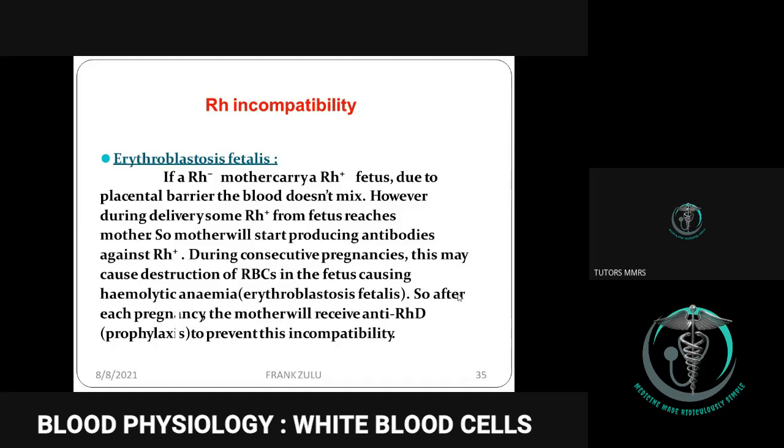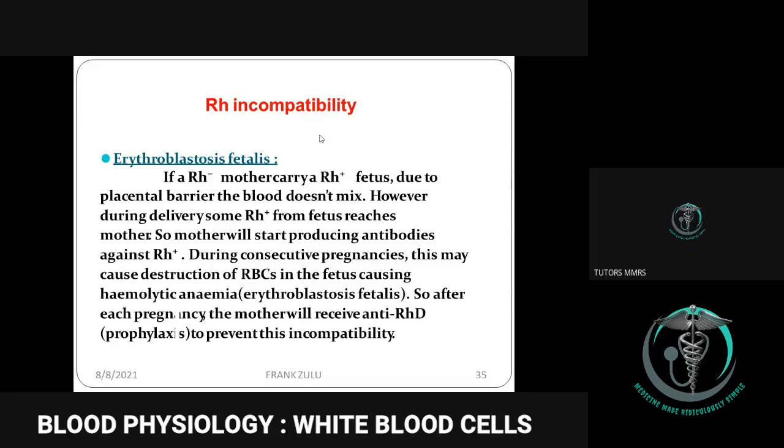In other books or other literature, you're going to find that as hydrops fetalis, as a result of this crossing of the antibodies. So you should be able to explain the physiological basis of erythroblastosis fetalis or hydrops fetalis. Is that okay?